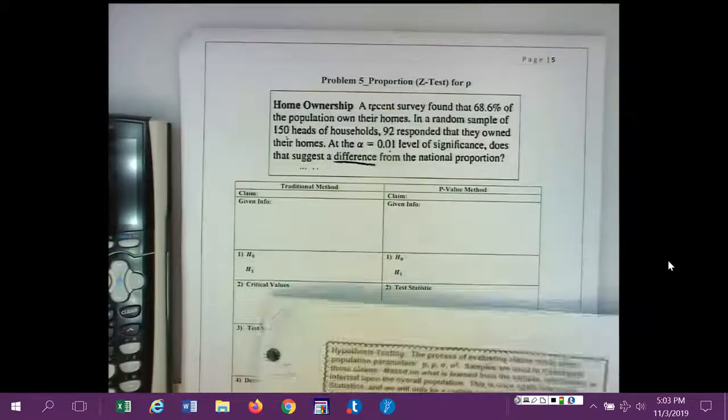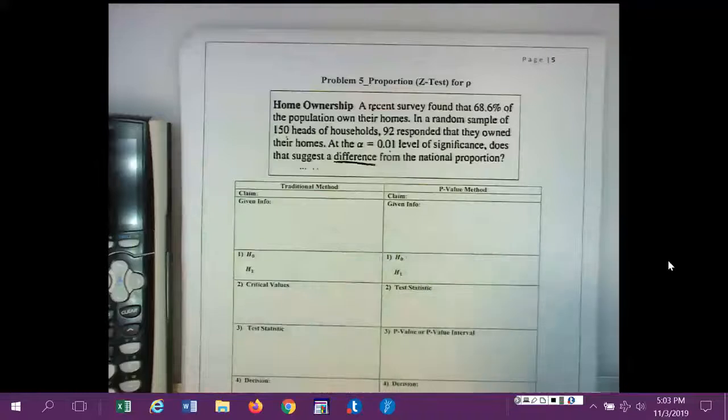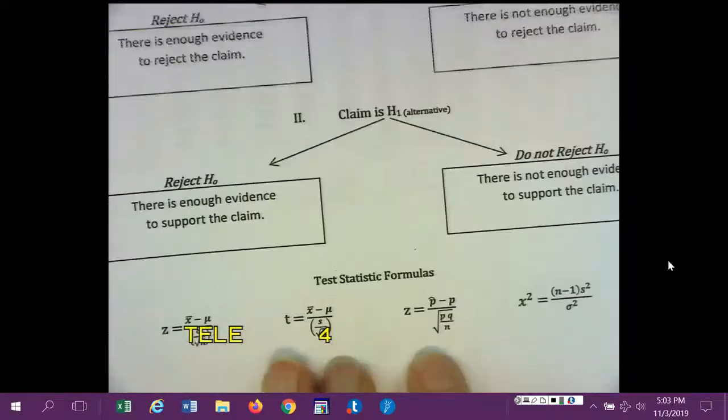The test statistic formula this time is different. It is z equals, though, because it's a z-test, 2 decimal places, p hat sample proportion minus p or rho, that is your hypothesized proportion, divided by the square root of p times q divided by n. Now, this p or rho is different with confidence intervals.